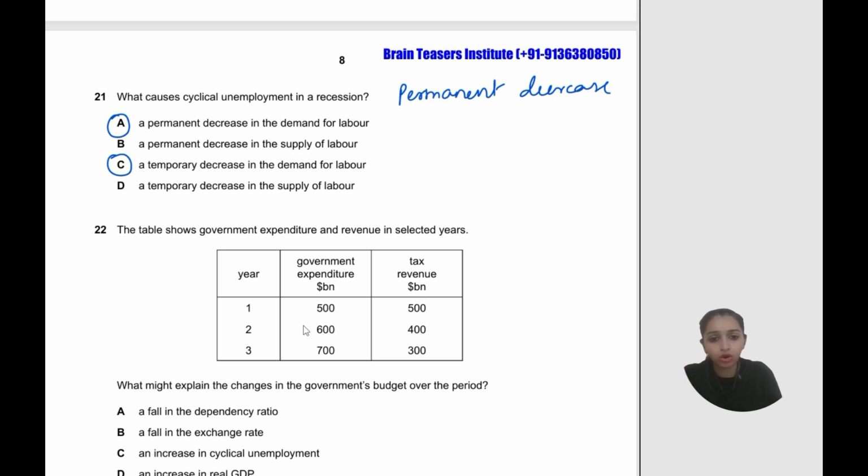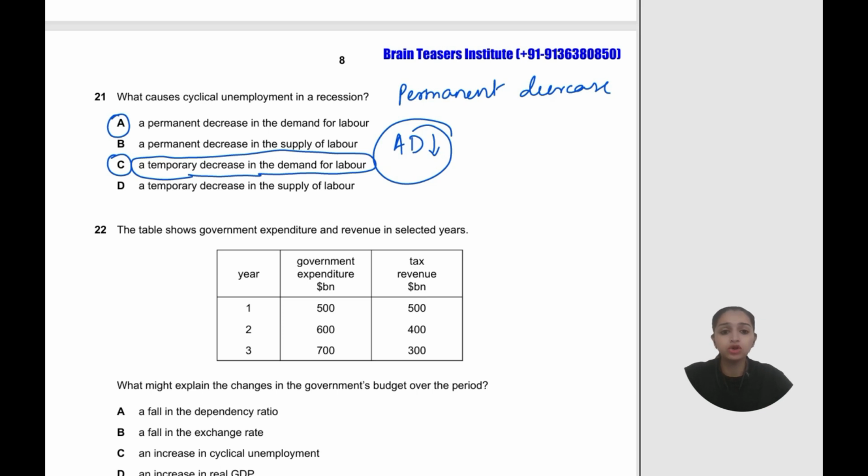Cyclical unemployment occurs because there is an overall decline in the aggregate demand in the economy, right? Once the aggregate demand is back and thriving, these laborers who were laid off will be recruited back in the market, right? So it's only a temporary decrease in the demand for labor. It is not a permanent decrease, which always happens when there is structural unemployment.